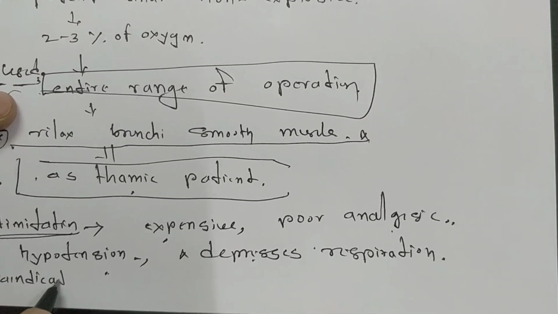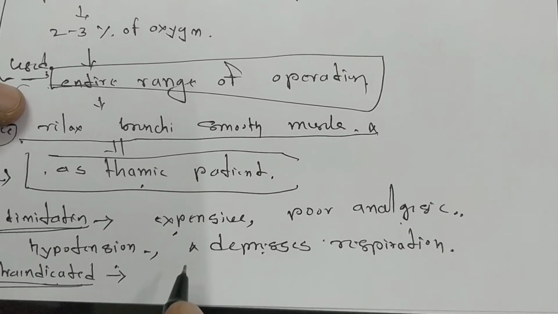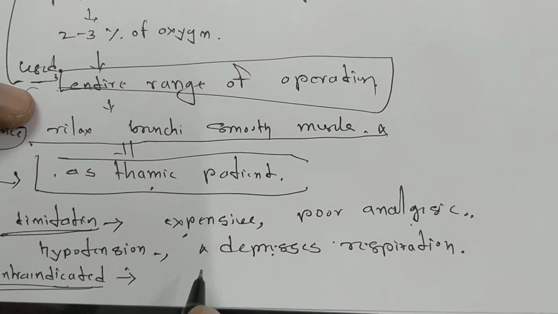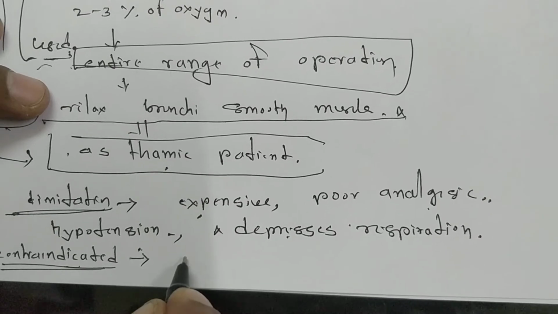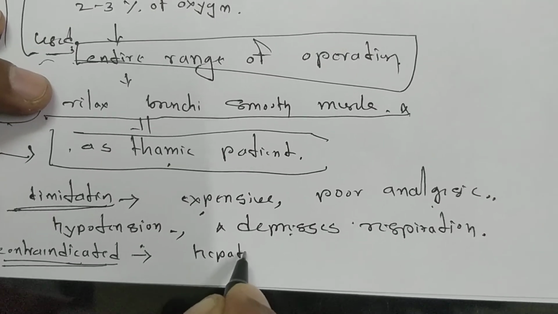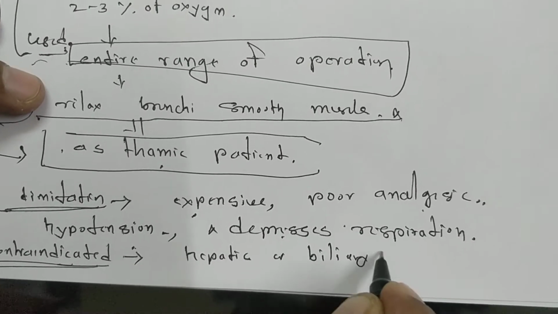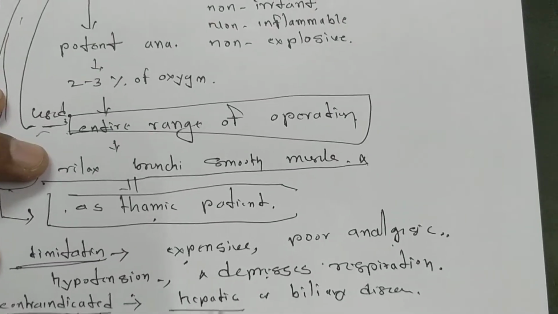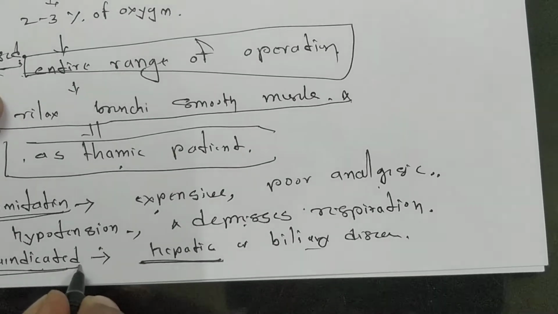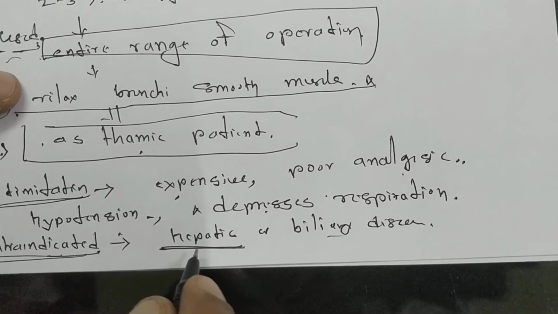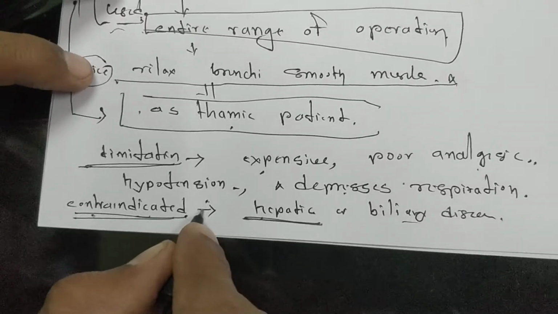Now it is contraindicated, never used in such conditions. It is contraindicated during labor, and it is not used in hepatic or biliary disease, such as jaundice or hepatitis. Those having liver problems or liver disease should not use halothane. They are contraindicated.